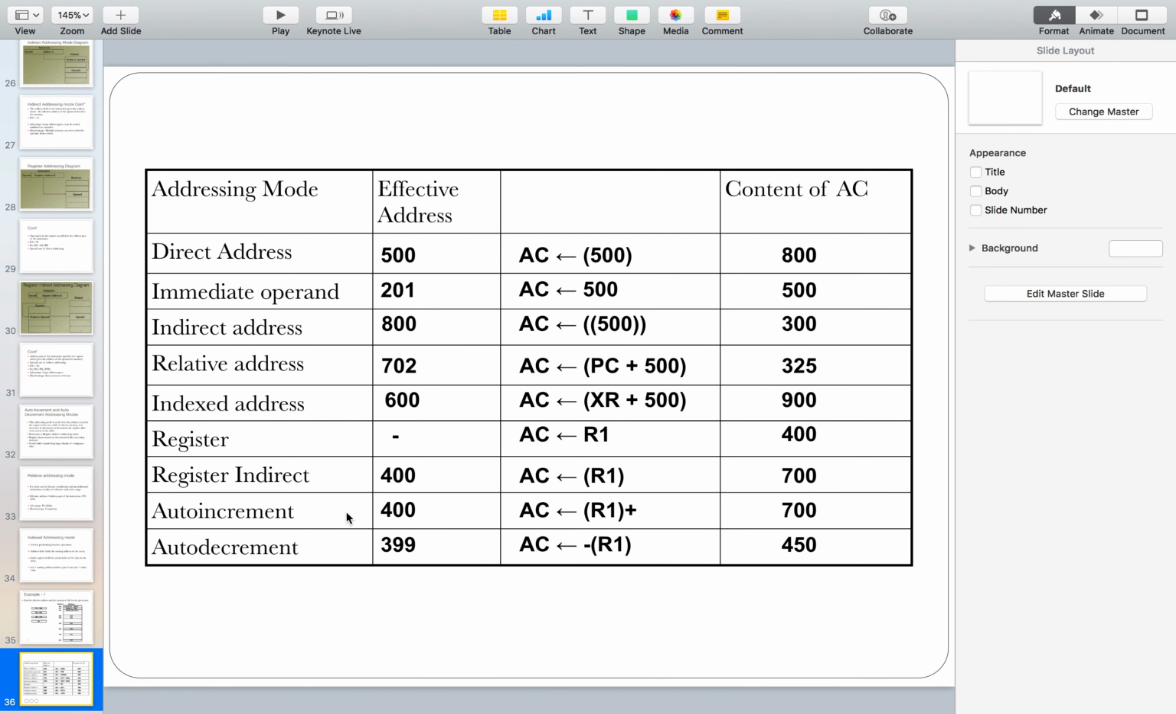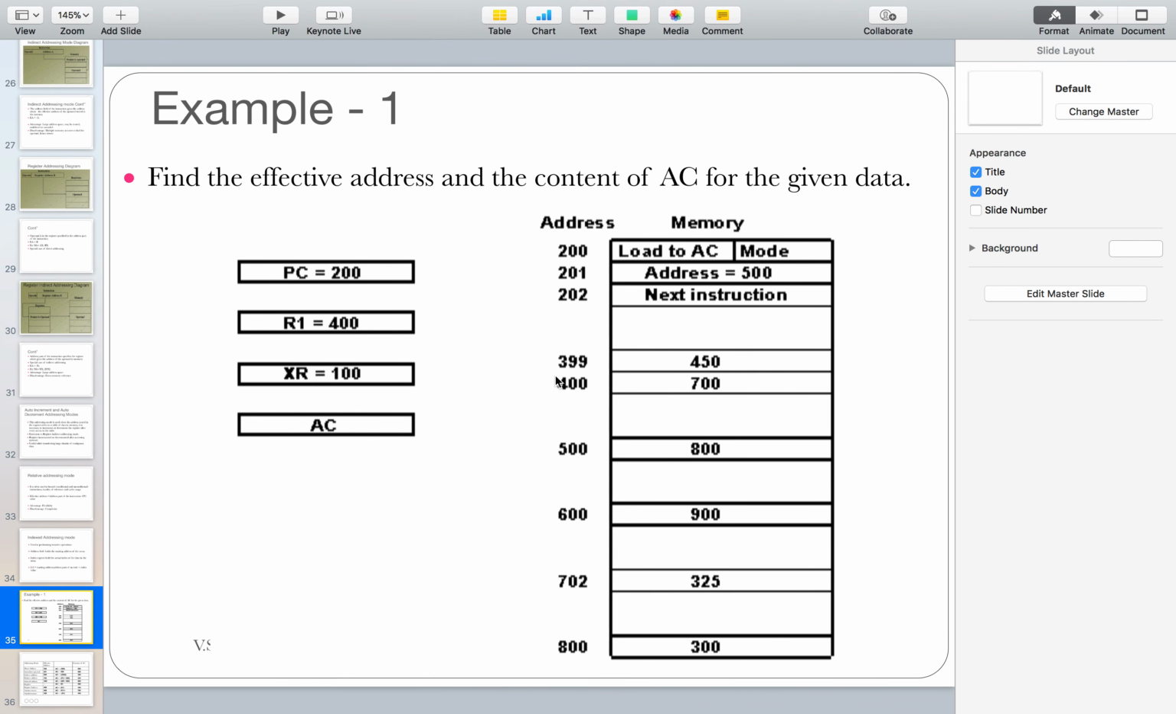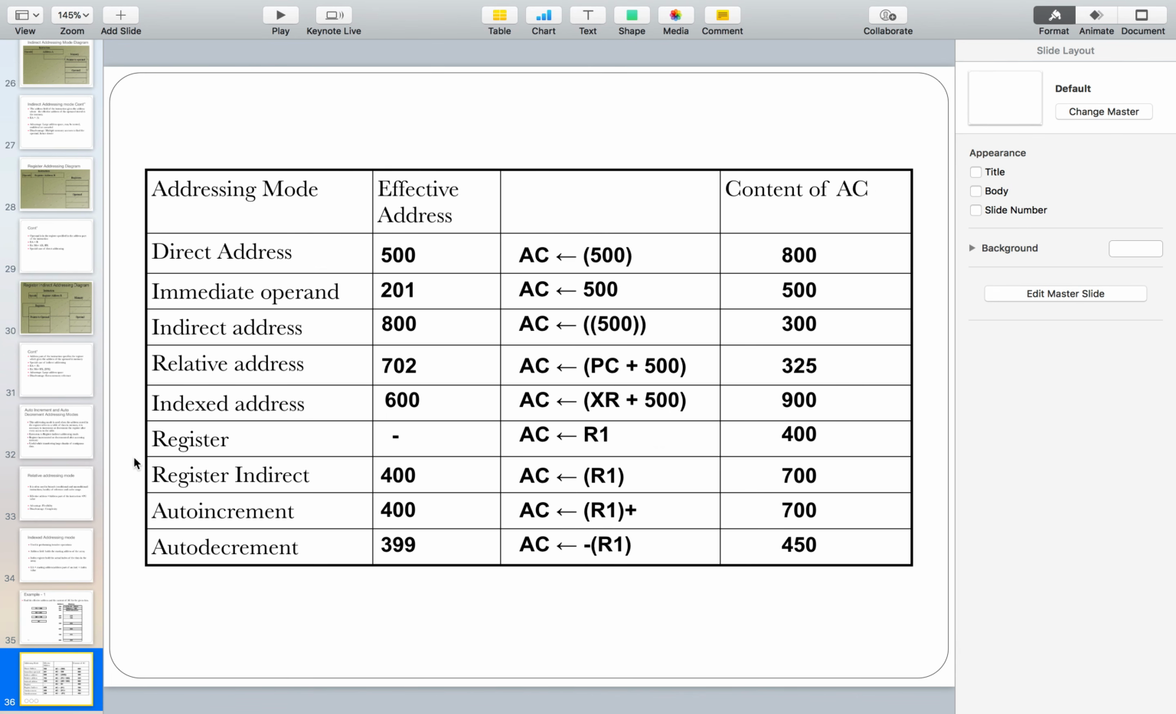Auto increment. Auto increment will be 400. I told before that increment takes place from the next operation, and in auto decrement, the decrement first takes place, that is, 400 becomes 399, and then the operation takes place. So 400 points to 700. The value 400 points to 700, and the value 399 points to 450.